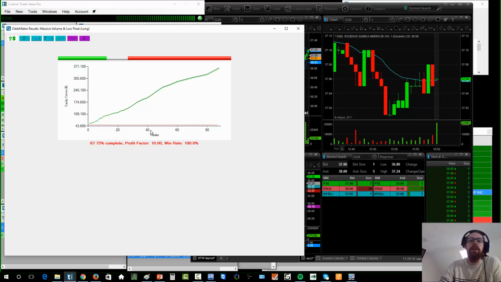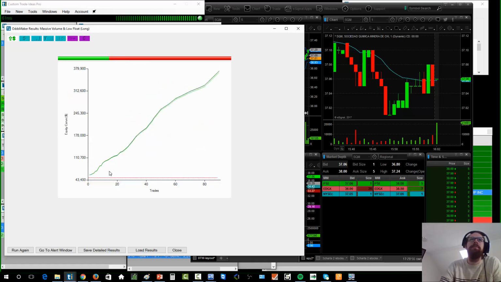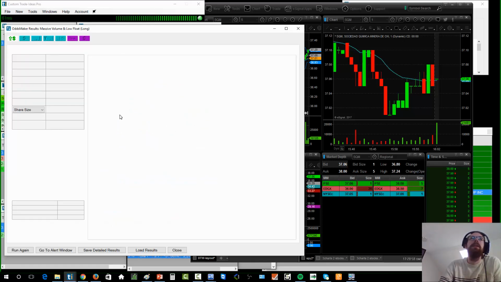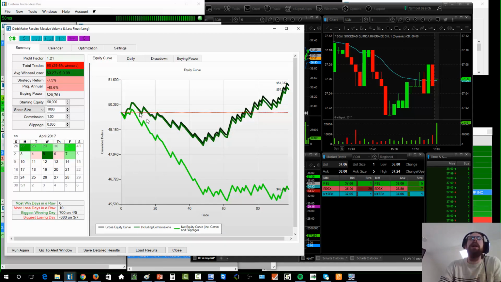So this is something that I could go put this scanner online and say, look at this, you trade off of this scanner blindly, and this is how much money you'll make. All right, but this is what it actually looks like.